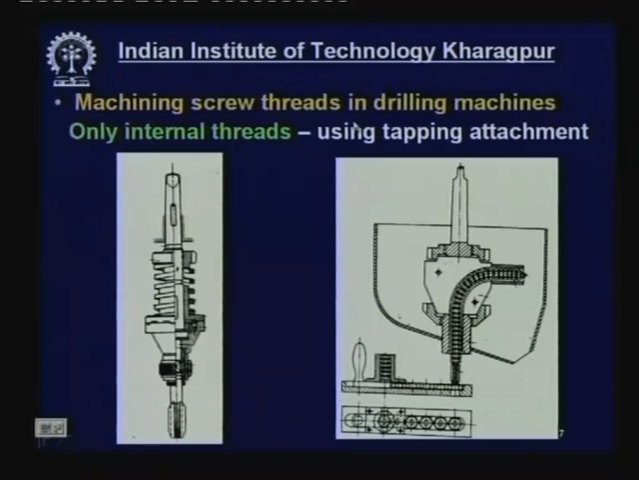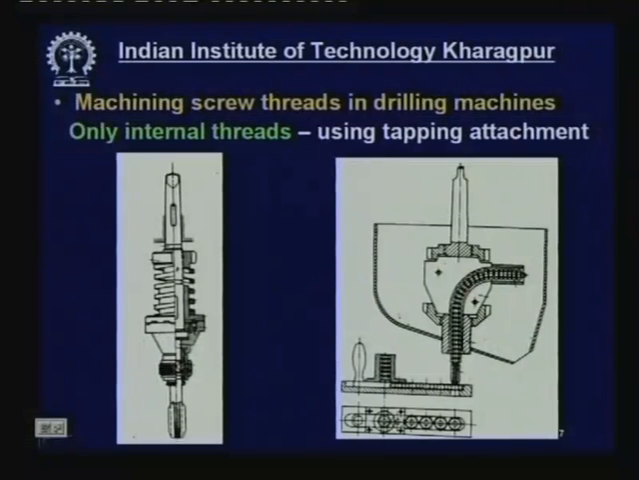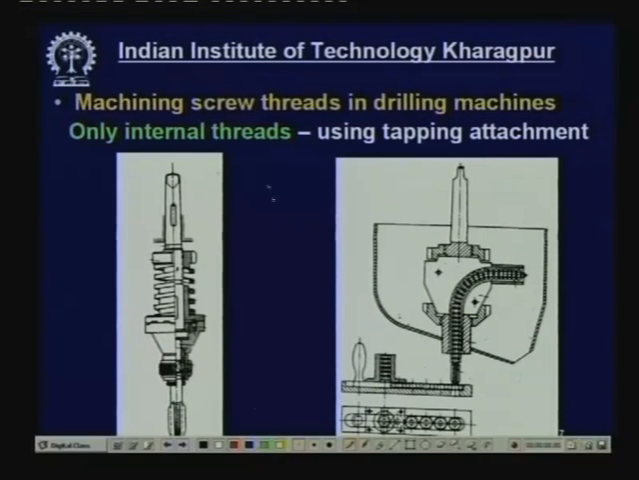Now, machining screw threads in drilling machines. Yes, you remember what the uses of drilling machines are? Drilling machines are mainly used for originating holes in solid bodies, but they can also be used for countersinking, counterboring and similar operations. Threads can also be cut, but only internal threads, not external threads, and this is done by using a tapping attachment. So, this is very fast production.